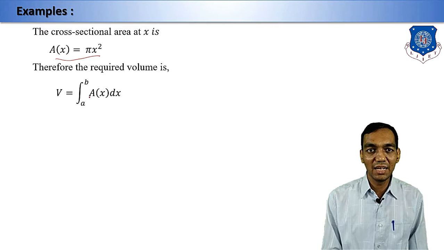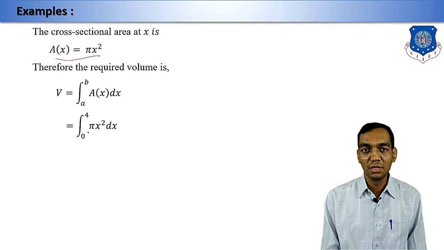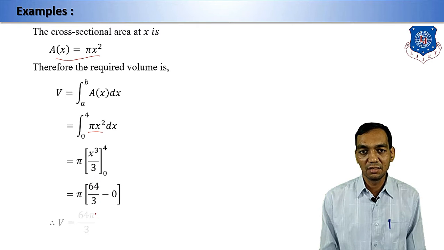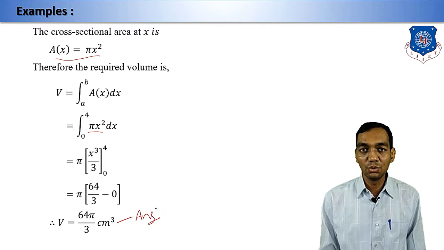So volume is given by integration a to b A(x) dx, but a is 0, b is 4. So integration from 0 to 4 pi x square dx. Now integrate and put the limits. That will give you the answer pi into 64 by 3. And since it is given in centimeters, the volume is 64 pi by 3 centimeter cube. See, unit is given, that's why we have to write down our answer in the form of unit. Okay.